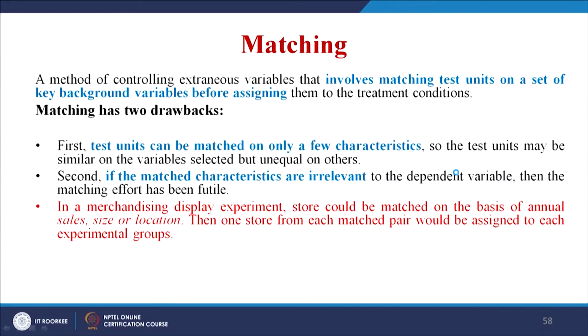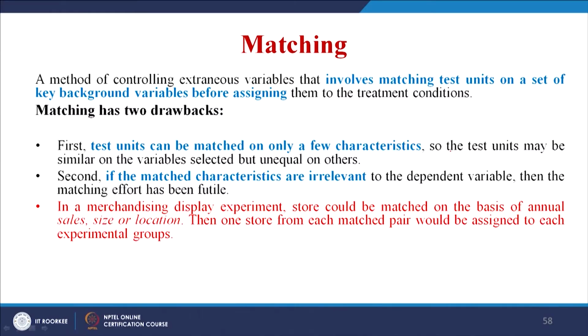Okay. Matching. A method of controlling extraneous variables that involves matching test units on a set of key background variables before assigning them to the treatment conditions. Now, what does it mean? It means that you select 2 test units on the basis of certain characteristics. For example, the 2 test units could be matched on the basis of sales, or the size of the branch, or the number of people working in the branch. So, you could be selecting several test units on the basis of certain criteria. This is good, you can control the extraneous variables, but there are some drawbacks. First, test units can be matched on only a few characteristics, so the test units may be similar on the variables selected, but unequal on others.